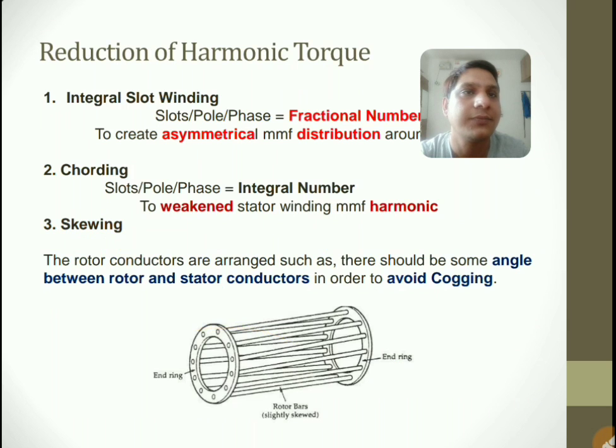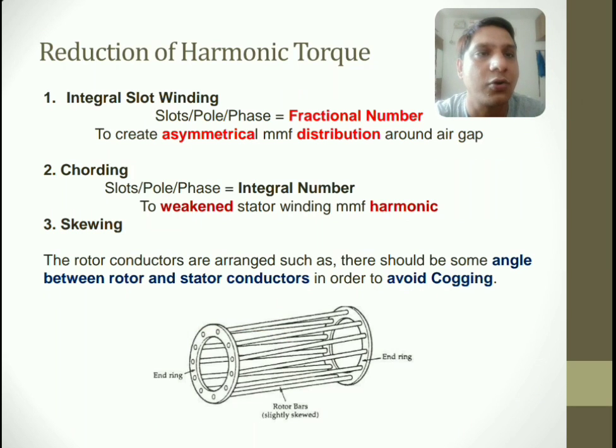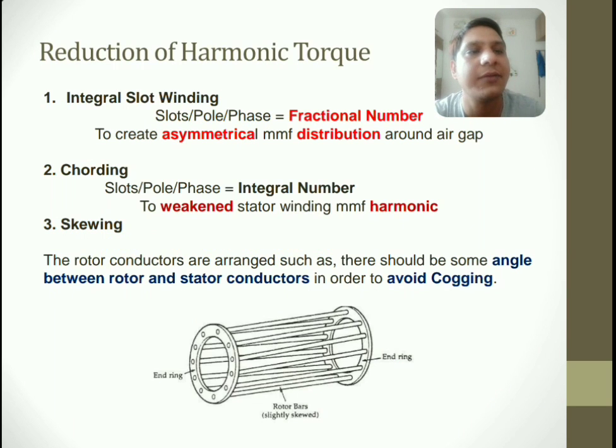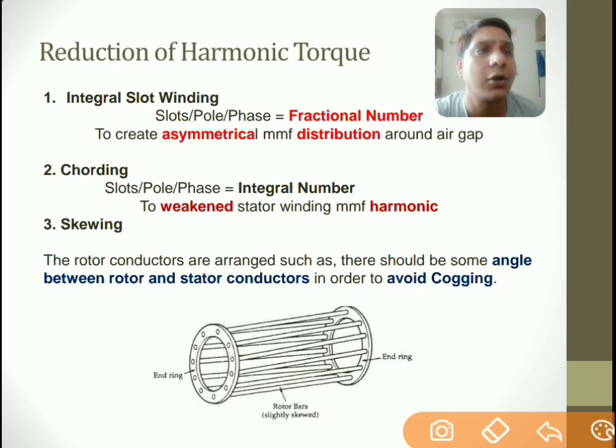Then moving further, reduction in harmonic torque. The next thing is how to reduce the harmonic torque. As we have seen in the last slide, what are the effects of harmonic field on performance of a three-phase induction motor? The harmonic torque which is produced will cause, what is the effect? If I ask you, the answer will be cogging and crawling. These are the effects of harmonic torque, right? So to avoid that, how to reduce the harmonic torque?